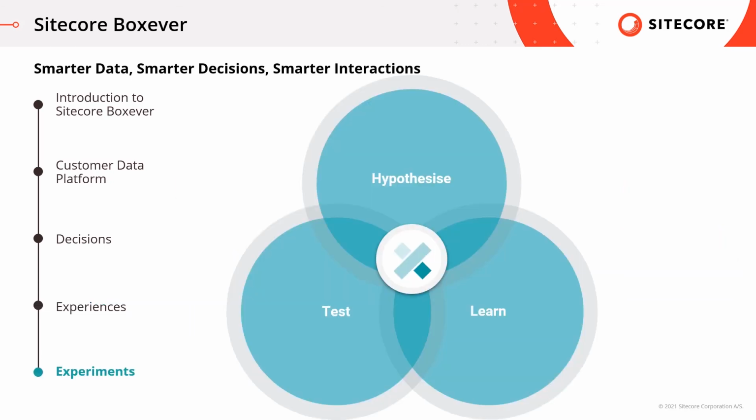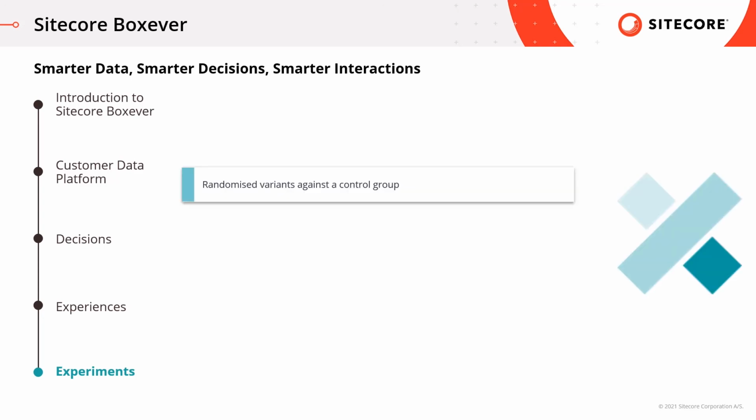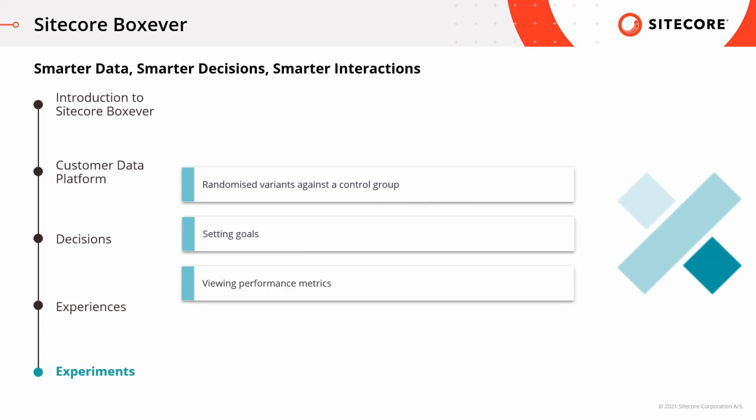In addition to personalized experiences and next best actions, Sitecore Boxever experimentation extends experiences to empower business users to hypothesize, test, and learn through interactions with customers to reach your business goals. Now we'll see how we can extend Sitecore Boxever experiences, targeting random groups of your population. We'll also see how we can attach goals to an experiment, and then how we can view the performance of an experiment from within the tool.